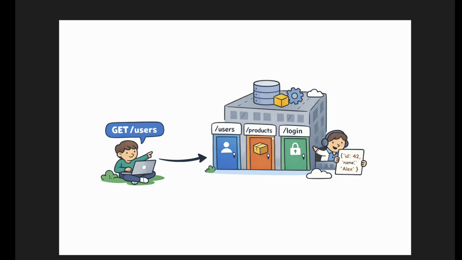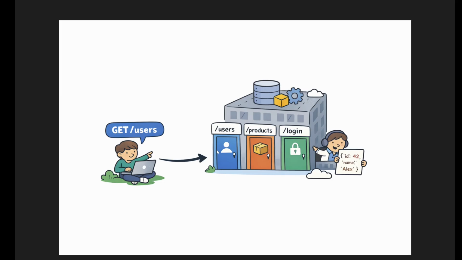For example, the users door handles user information. The products door handles products. The login door handles authentication. You do not enter the building anywhere you want. You must choose the correct door.